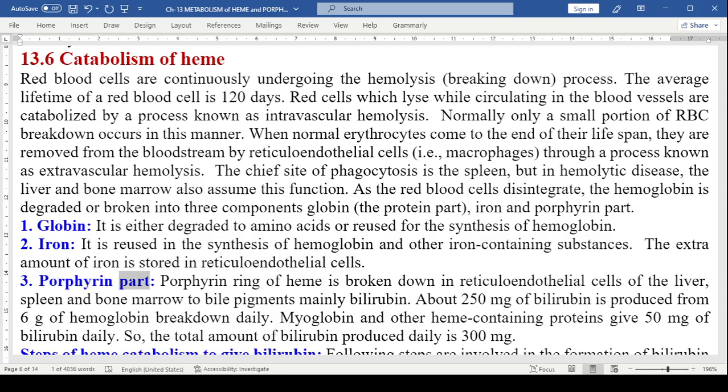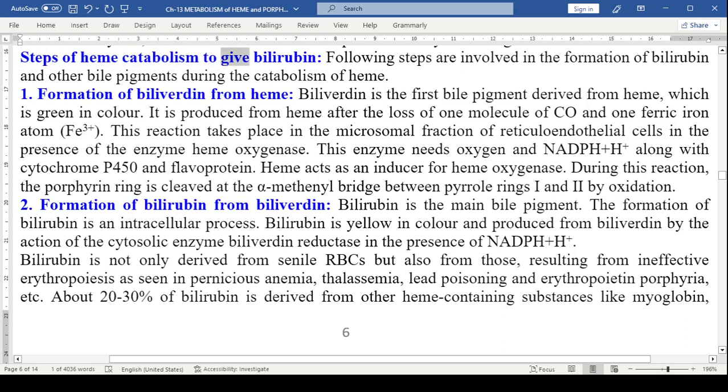3. Porphyrin part, porphyrin ring of heme is broken down in reticuloendothelial cells of the liver, spleen, and bone marrow to bile pigments, mainly bilirubin. About 250 mg of bilirubin is produced from 6 g of hemoglobin breakdown daily. Myoglobin and other heme-containing proteins give 50 mg of bilirubin daily. So, the total amount of bilirubin produced daily is 300 mg. Steps of heme catabolism to give bilirubin.